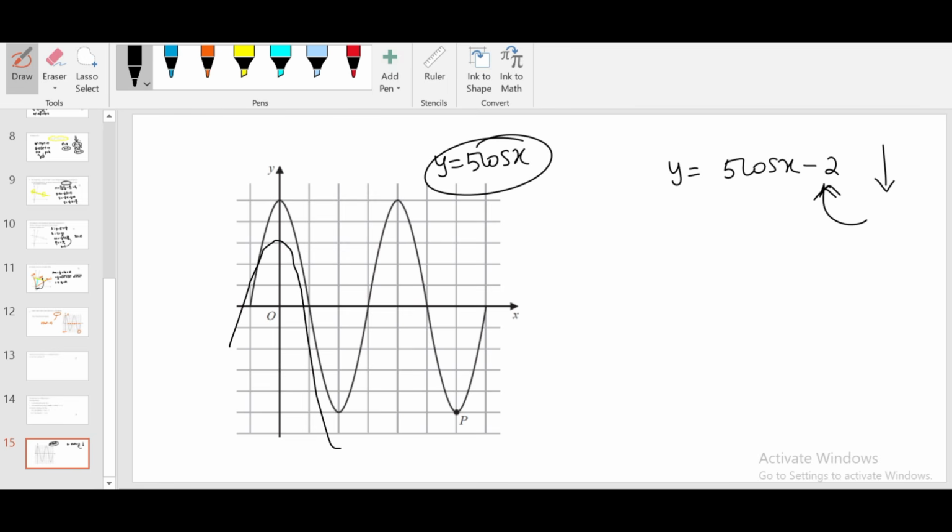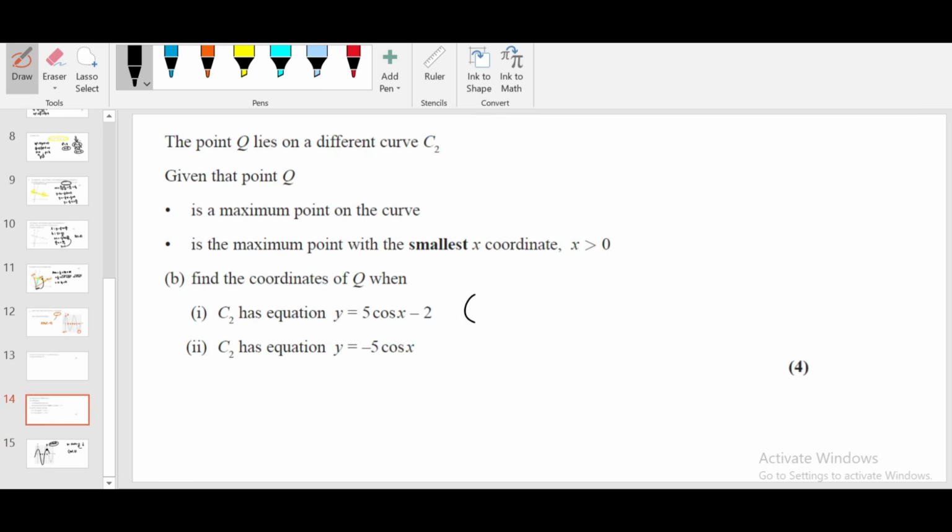Anyway, the first maximum point will be here, which is 90, 180, 270, 360 degrees, comma, initially it was 5, now it has been moved down, translated downwards 2 units, so 5 minus 2 is 3. That's the answer for the first one. 360 degrees, comma, 3.